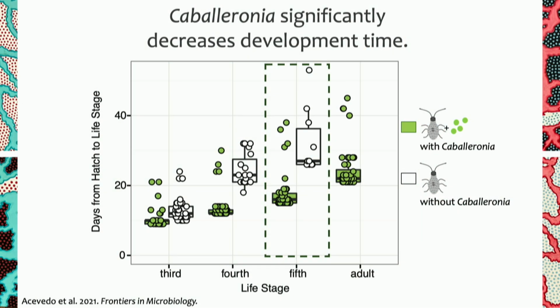Here we've taken bugs with and without Caballeronia, and I've highlighted how many days it takes to get to the fifth instar. And you see a stark contrast that it takes a lot longer. Development just starts to slow way down if you don't get Caballeronia. And this is much more obvious.